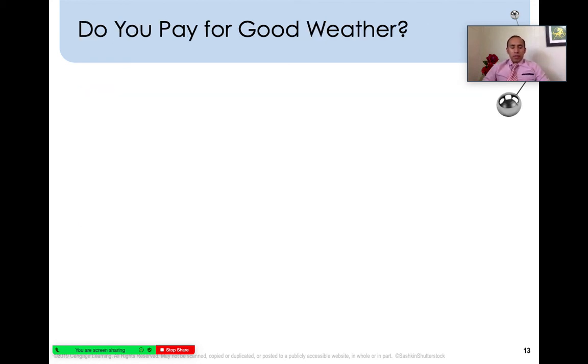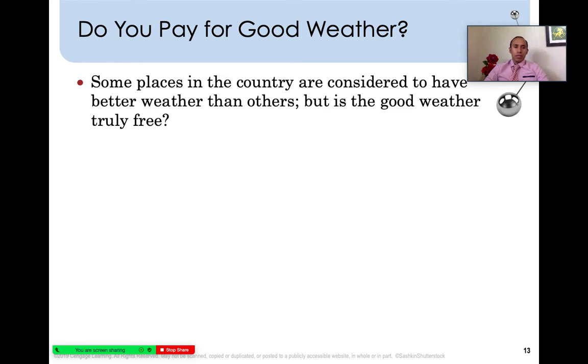Another application that we can apply this supply and demand to is sunny California, nice weather, and the demand for products in different places. Some places in the country are considered to have good amenities, good locations to live, good weather, and others may not be as ideal. But is it really free to just move to a location and enjoy these amenities? No. The influx in demand pushes the price up.